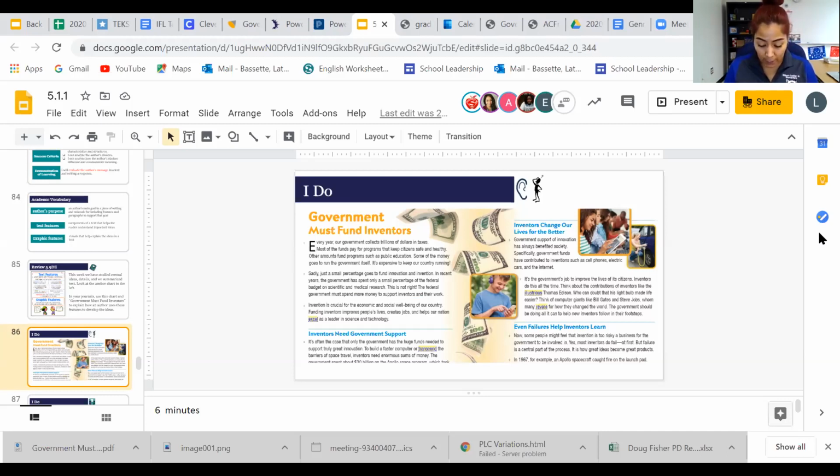If you notice the last paragraph, let's be world leaders. That one is a call to action: inventors improve the lives, they make our country strong and prosperous. Our government must continue to invest in inventors and their innovations.